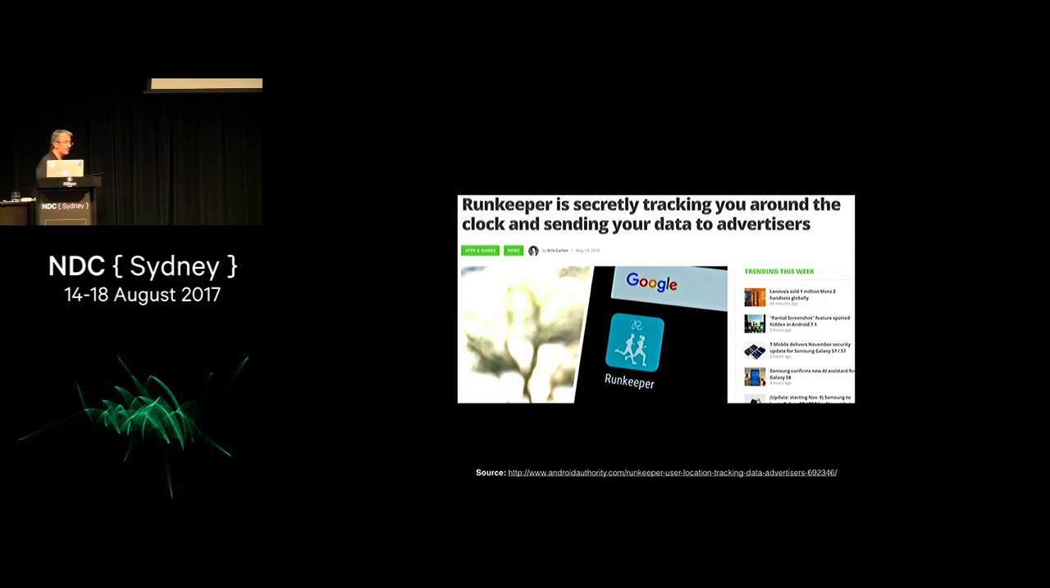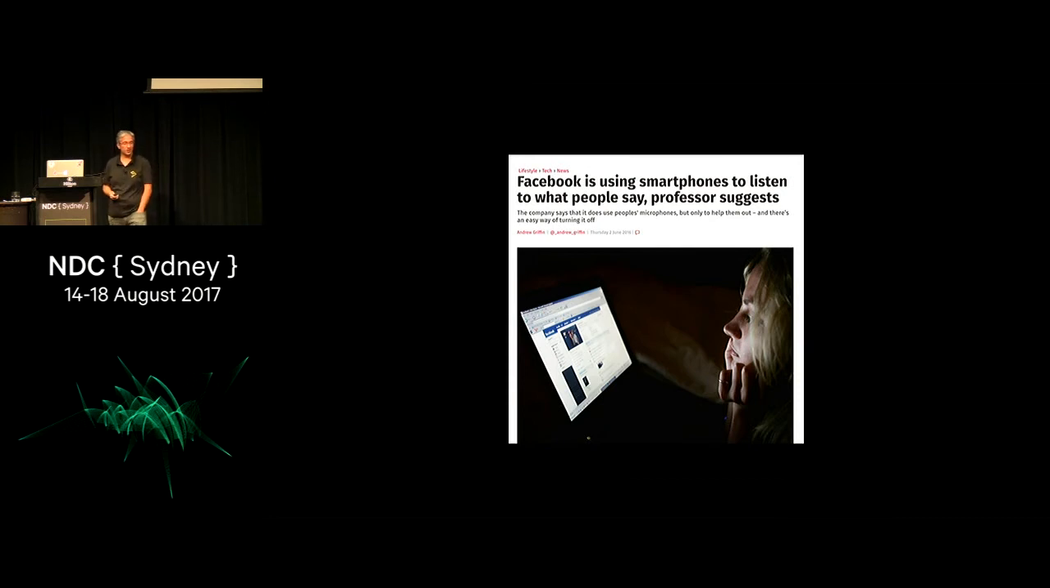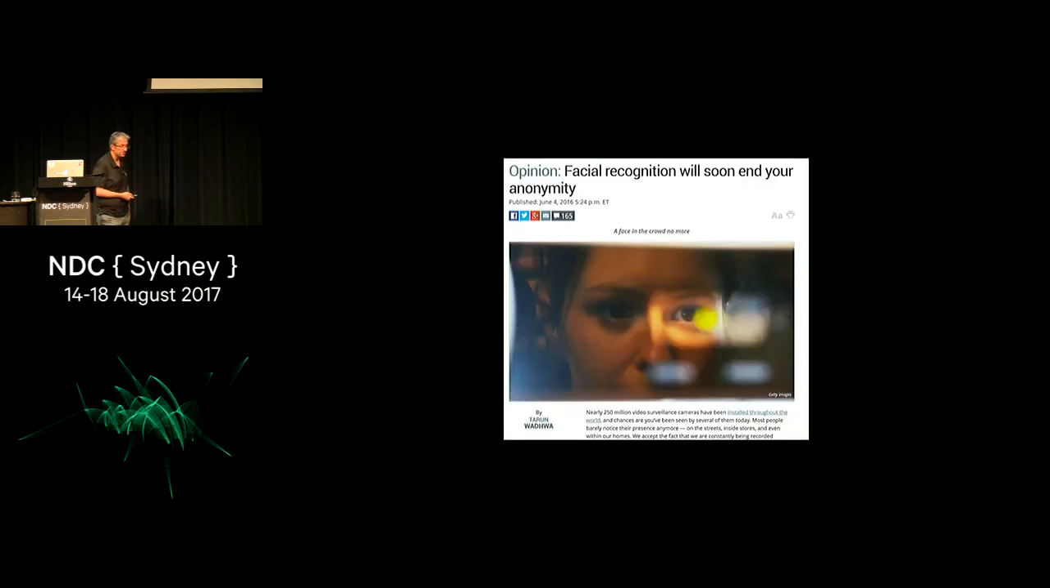Runkeeper apparently was secretly tracking you around the clock and sending your data to advertisers. What do I eat? I don't know what it's doing. Facebook is using smartphones to listen to what people say, professor suggests. Is it true? Is it fake? I don't know. They'll say no. Facial recognition will soon end your anonymity.